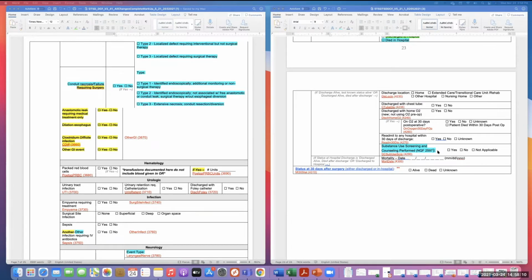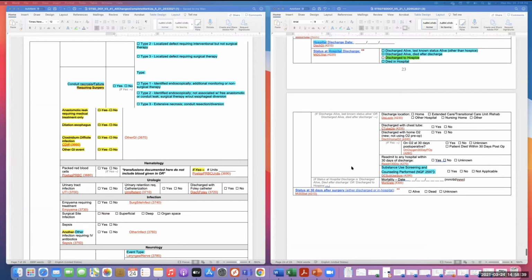If you screen the patient for all 3 and either they were screened and they were negative, or they were screened, something was positive, and you counseled appropriately, then you could code this as a yes. And we'll provide clarity in the training manual on this definition. And then we have the mortality date if the patient died after discharge, or if they were discharged to hospice.